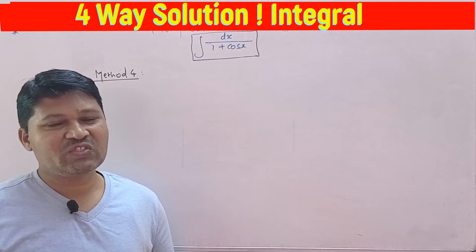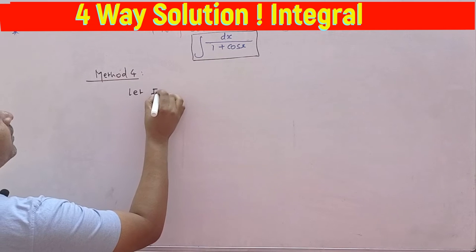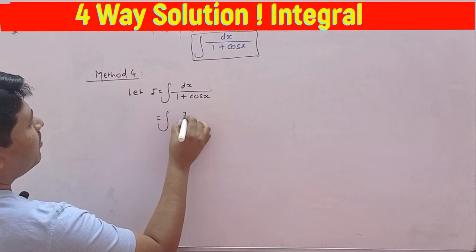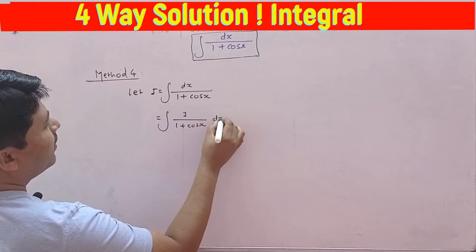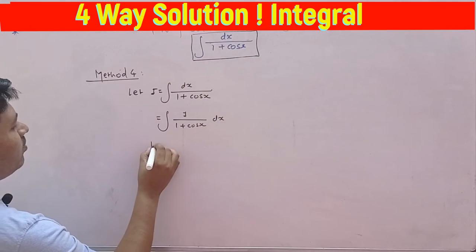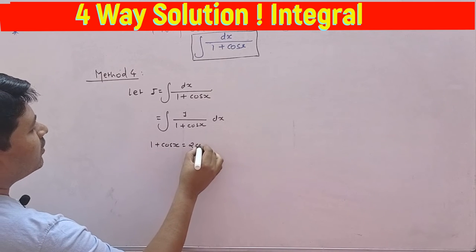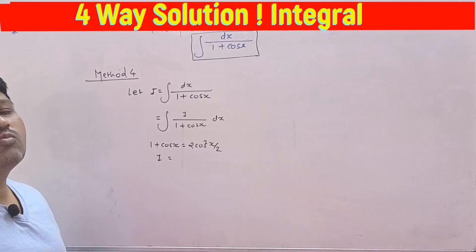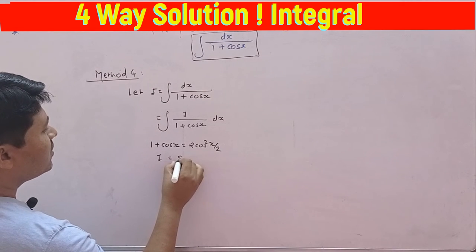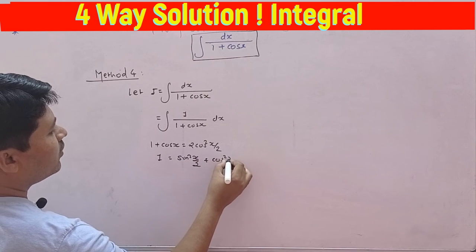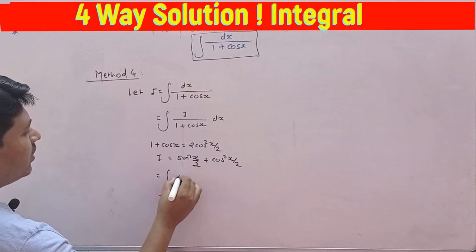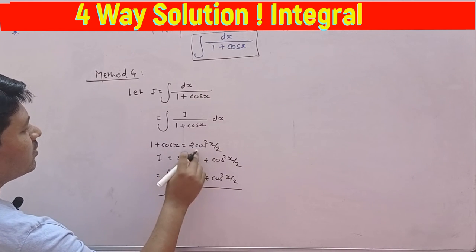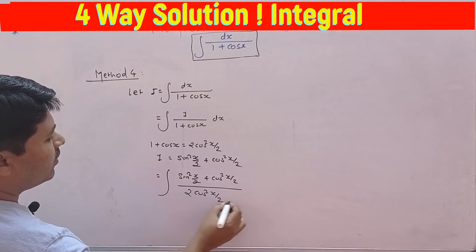Now let's start the method 4 solution. Let I be the given integration dx upon 1 plus cos x, which we can write as 1 upon 1 plus cos x dx. We know that the related formula for 1 plus cos x is 2 cos square x by 2, and 1 we can write using the half angle identity as sin square x by 2 plus cos square x by 2. Then the integration becomes sin square x by 2 plus cos square x by 2, divided by 2 cos square x by 2, dx.